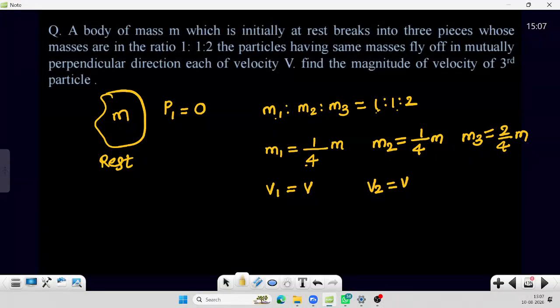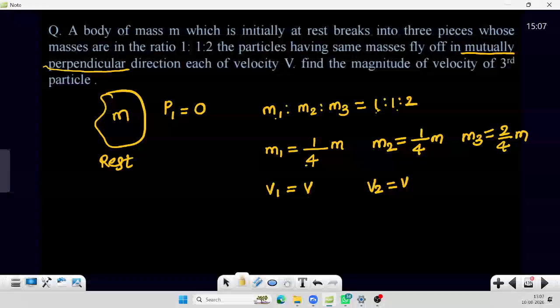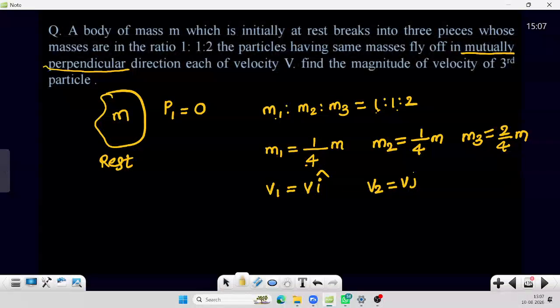But how are they saying it here? They fly off in mutually perpendicular directions. These two are perpendicular to each other. So if this one goes along the positive x direction, then this should go along the y direction. But we don't know the velocity of the third particle. We need to get the third particle velocity. Understood the problem now?